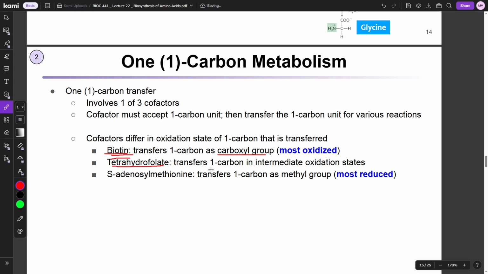Tetrahydrofolate transfers one carbon intermediates in different oxidation states, so it doesn't really matter. But then SAM, S-adenosylmethionine, a derivative of methionine, always transfers one carbon groups as methyl groups in the most reduced state. So SAM is for most reduced, biotin is for most oxidized, and tetrahydrofolate is for everything in between.